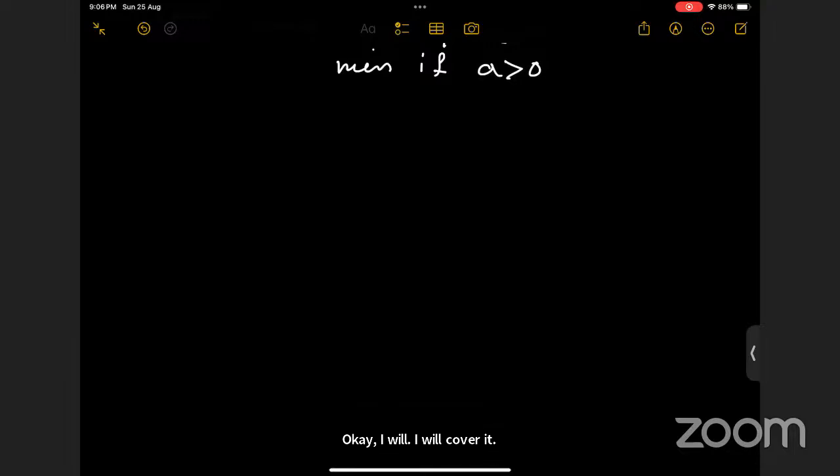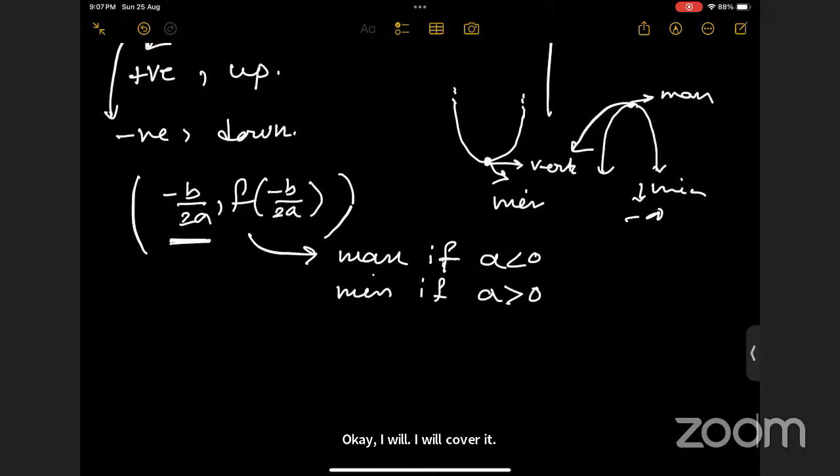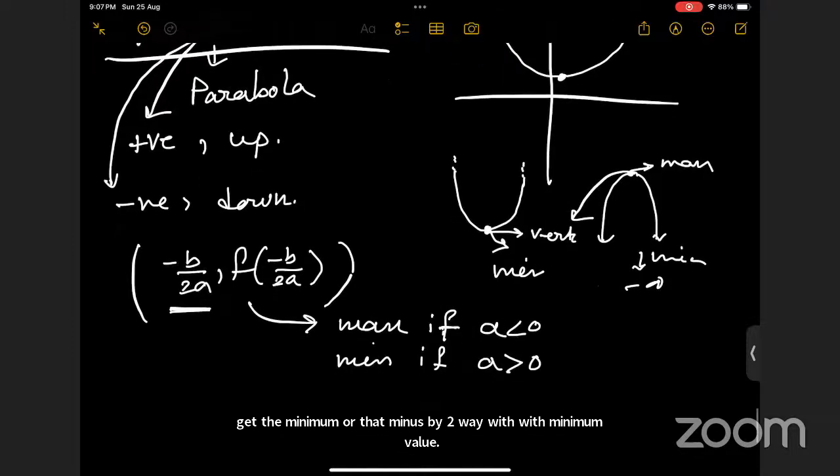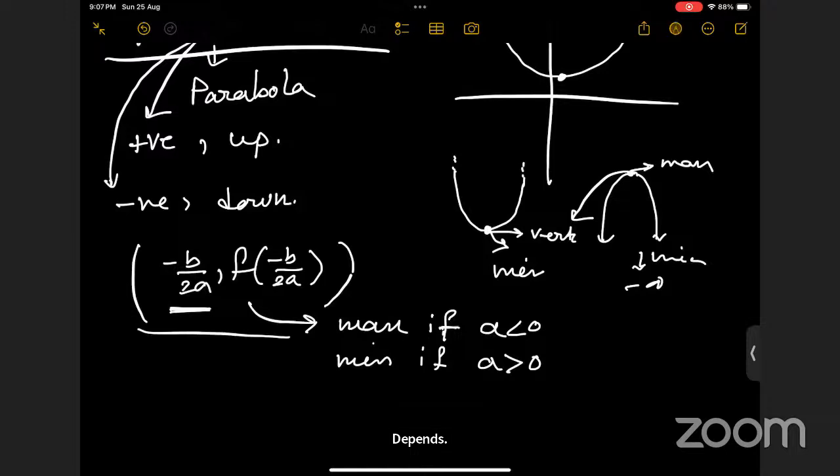Ma'am, in that maxima minima concept, I had a little doubt about minus b by 2a. In order to find the minimum value, we'll first find that minus b by 2a, and then we'll put that value in the function to get the minimum value, or will that minus b by 2a be the minimum value itself? No, the minimum value will be at this point. At this point, we will get the minimum value.